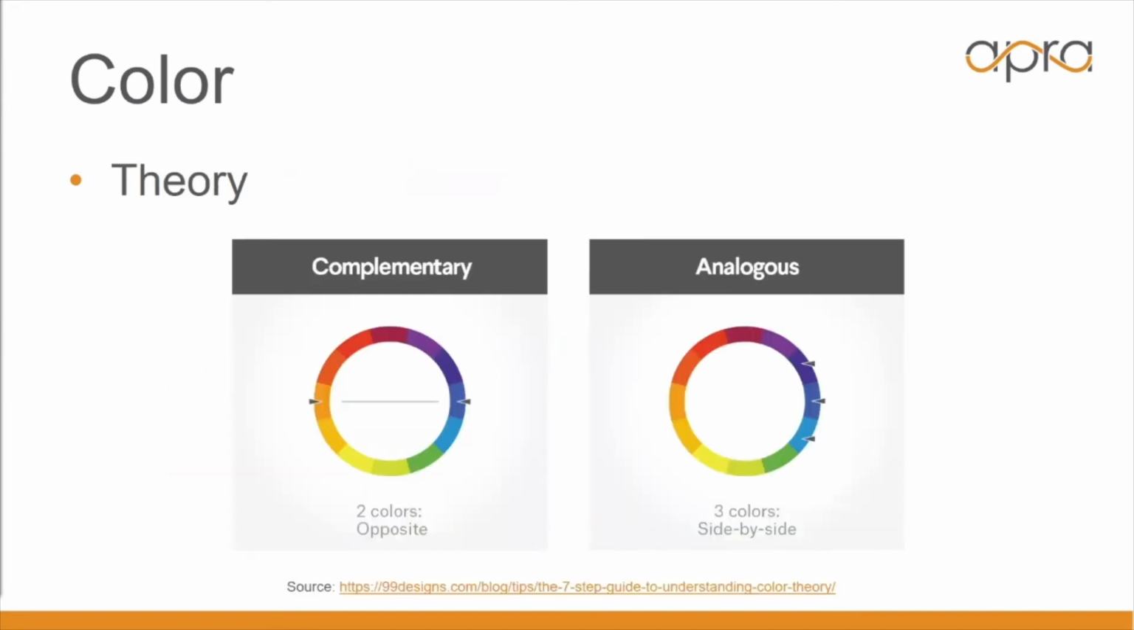Another element of color is color theory. Think about what colors may work well together. For example, orange and blue are complementary and are opposite each other on the color wheel. Colors that are side by side on the color wheel are also visually appealing.